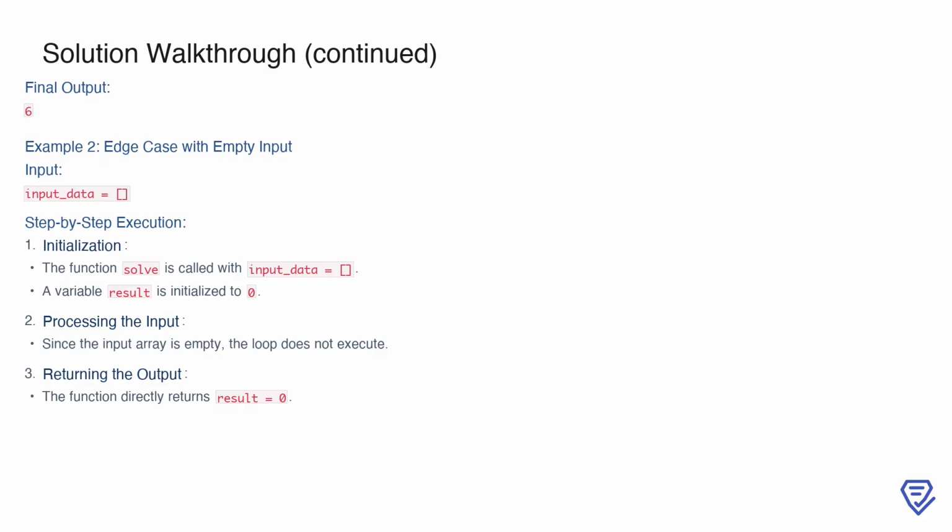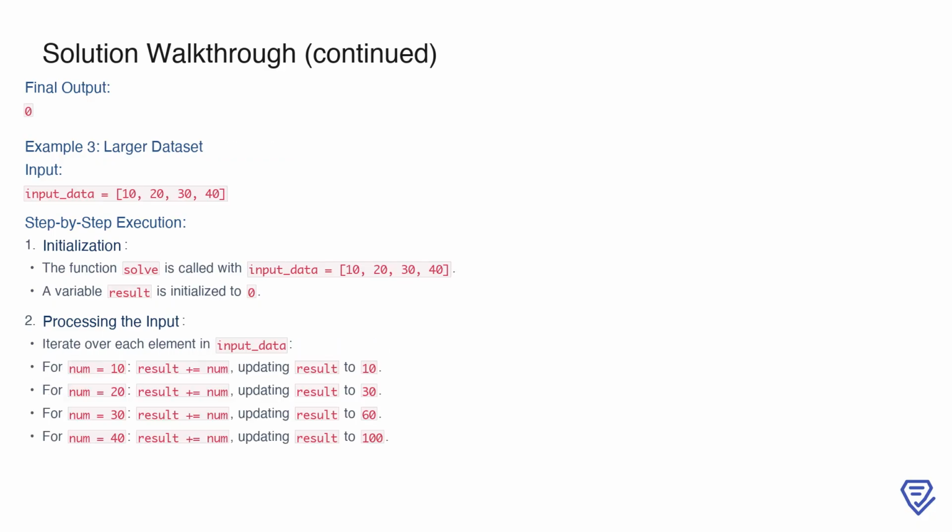Next, let's consider an edge case where the input is an empty array. Here, the function solve is called with an empty input, and the variable result is still initialized to 0. Since there are no elements in the array, the loop doesn't execute at all. Without any updates to result, the function directly returns its initial value of 0, which becomes our output for this case. The final output for the edge case is 0.